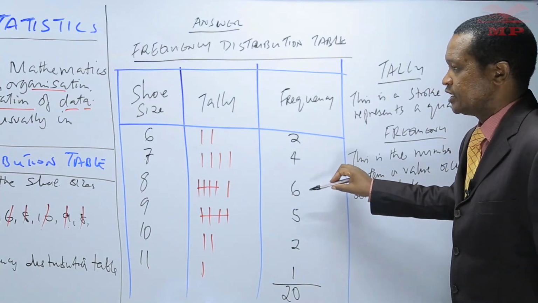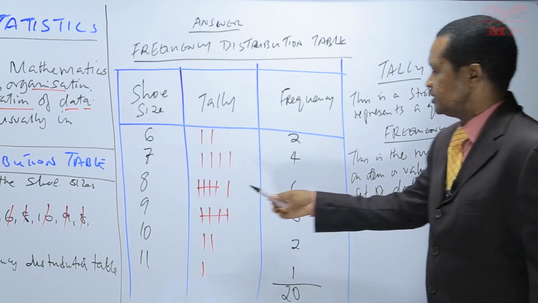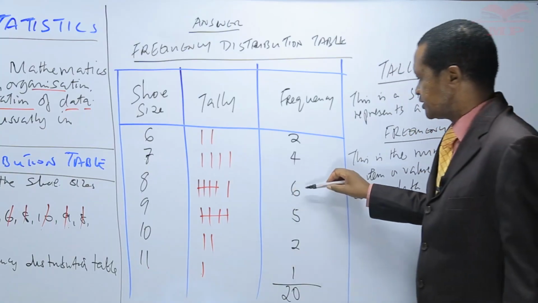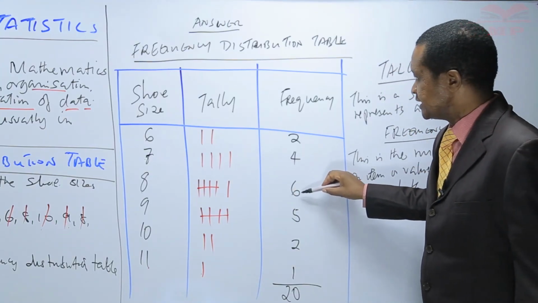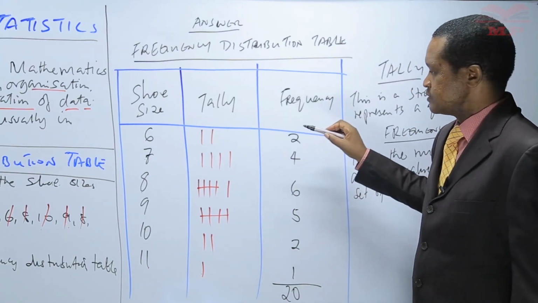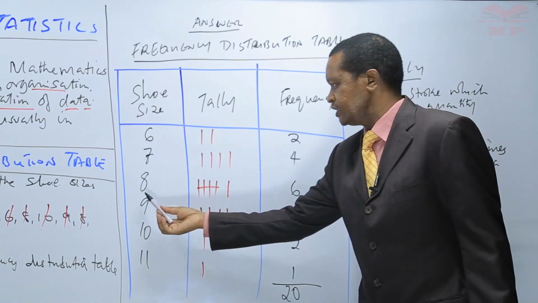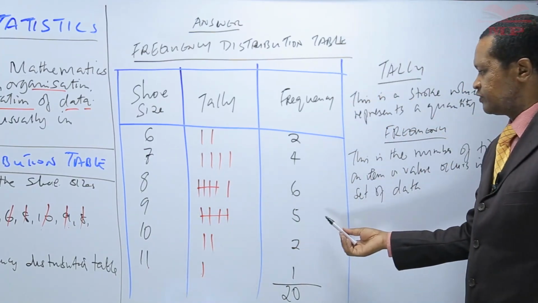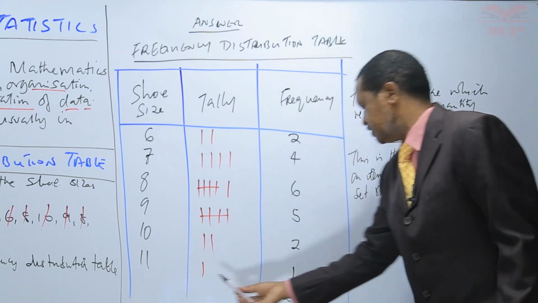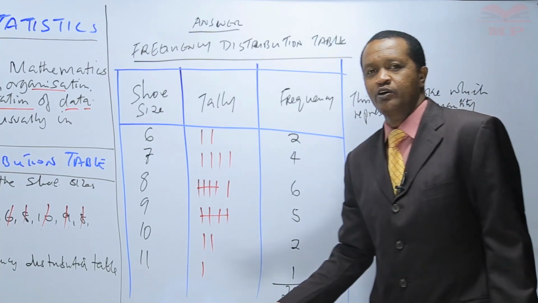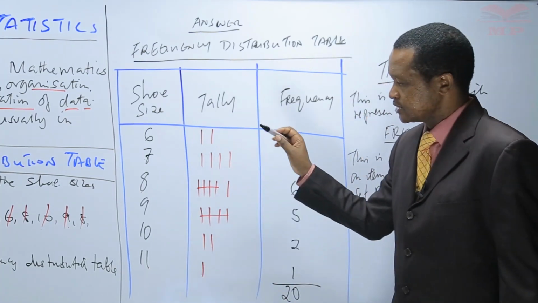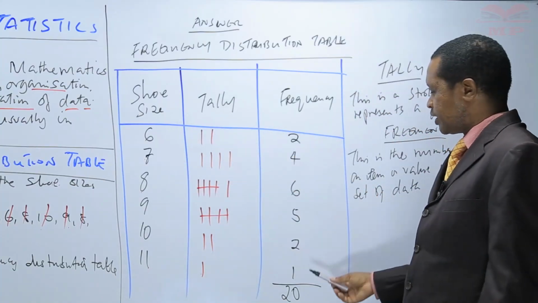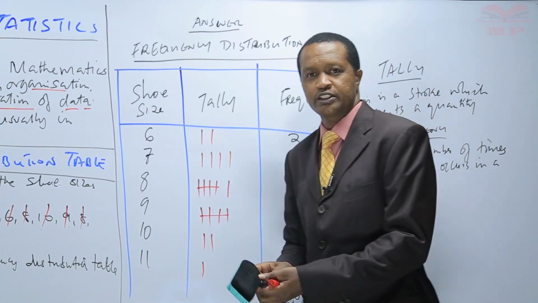This 8 appears 6 times. So this 6 is the frequency. Frequency of 8 is 6. Frequency of 10 is 5. Frequency of 11 is 1. That means 11 only occurs once. So this 1 is the frequency.